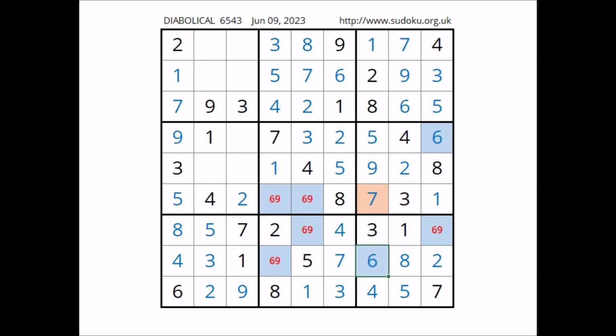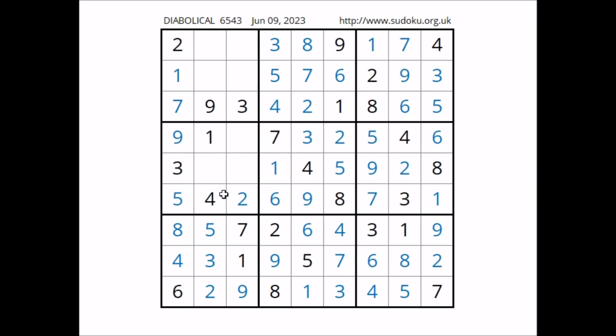6 in this place, in this other place, number 9. We have 9 here, in this place has to be number 6. In this place, number 9. In this place, number 6. In this other place has to be number 9. Okay, what else? Let's see.